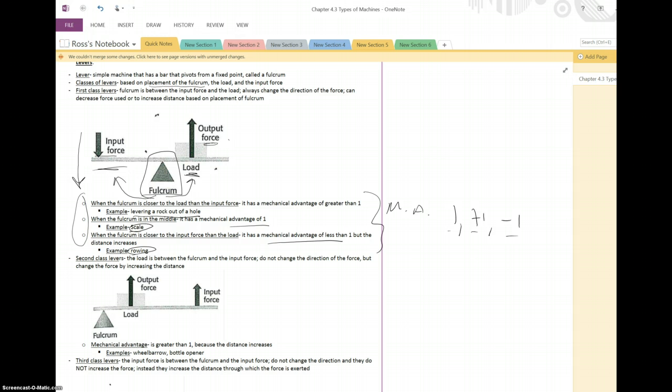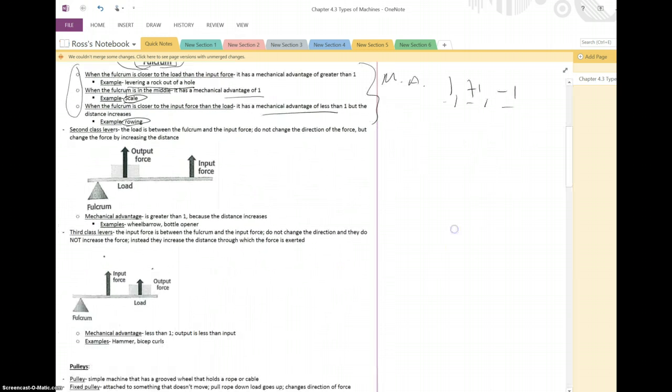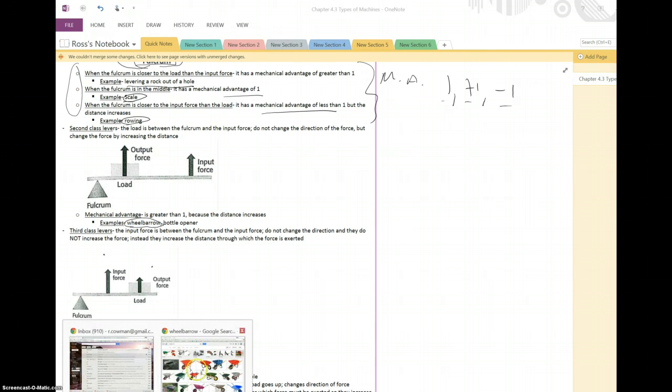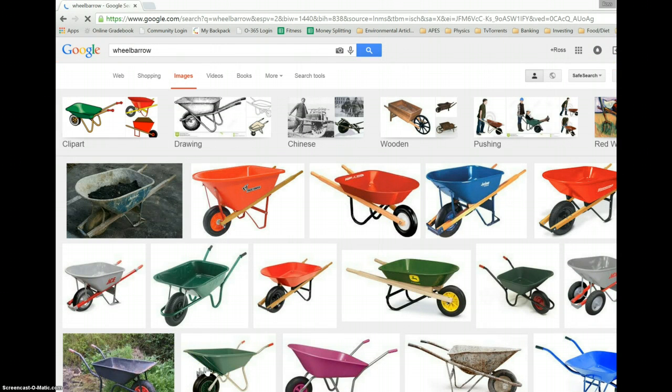Now, second class levers, you can see, sorry for messing with that, the fulcrum is on the other side of the load and the input force. So the load is now between the fulcrum and the input force. A good example of this is a wheelbarrow, right? If you have your wheelbarrow, and I'm going to switch over to my picture of a wheelbarrow, here, this is your fulcrum, where the wheel is, and you will be standing back here picking up the wheelbarrow.